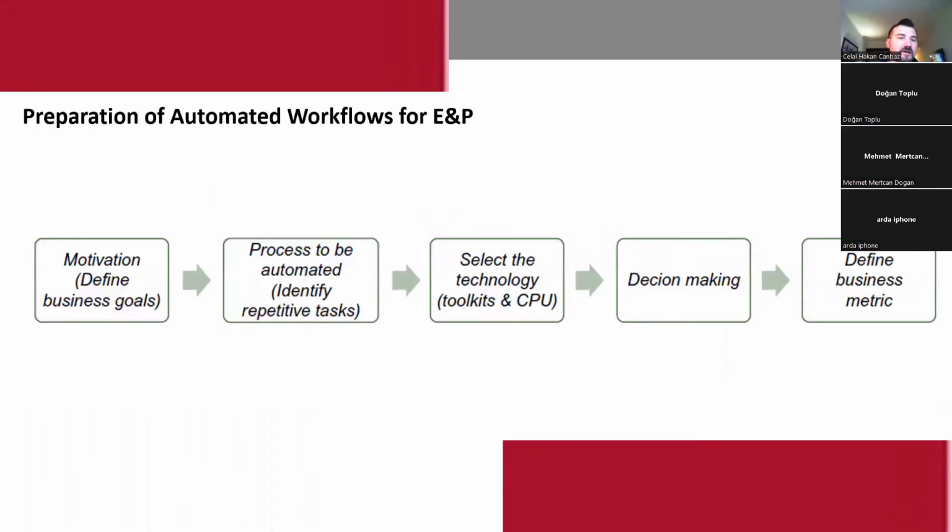So, preparation of the automated workflows for exploration and production. The first one is the motivation, which defines the business goals. The second one is the process to be automated. Identify the repetitive tasks: which ones are repetitive on a weekly basis, quarterly basis, six months or annual basis. And select the technology toolkits and CPU, what type of computer structure in my digital oil field I will use. Then you make your decision based on the results that you get. And then you have to define your business metrics.